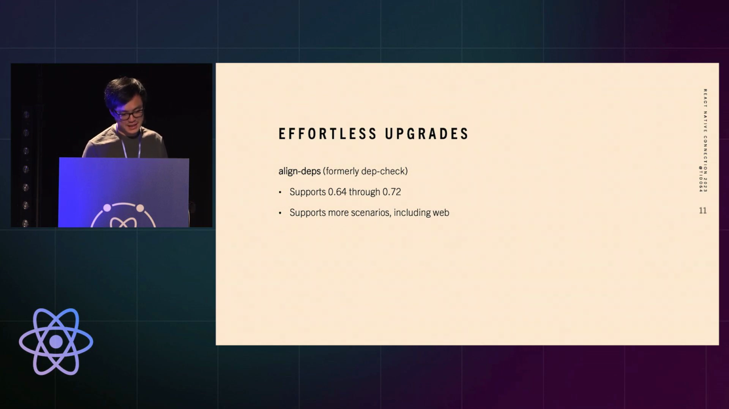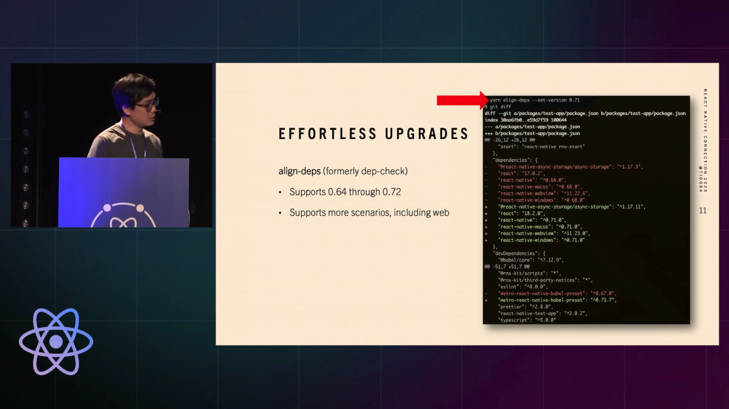But yeah. Basically, you run this one command, yarn align-deps, set version 71, and then it fixes up your package.json for you. So here you can see that it bumped async storage, it bumped React, React Native, React macOS, React WebView, etc., and the Babel preset. And we continuously update this. We keep it up to date. Make sure that everything runs smoothly, even with the latest version of React Native.